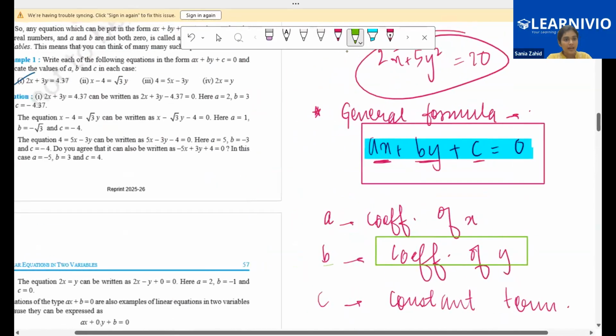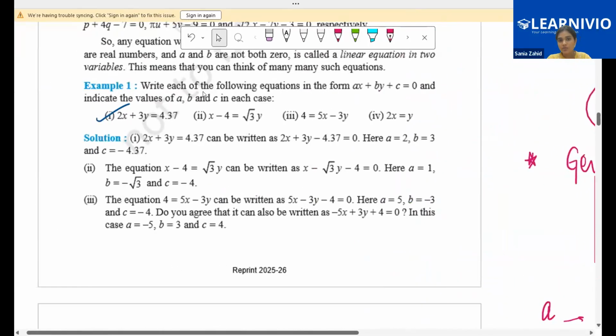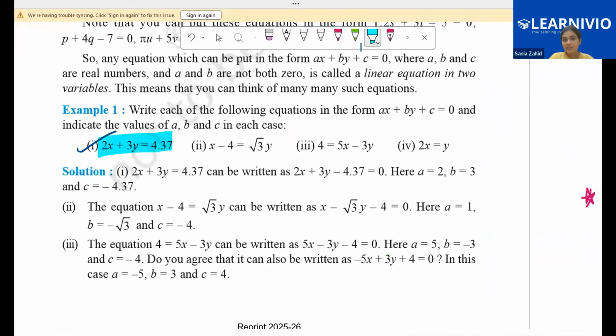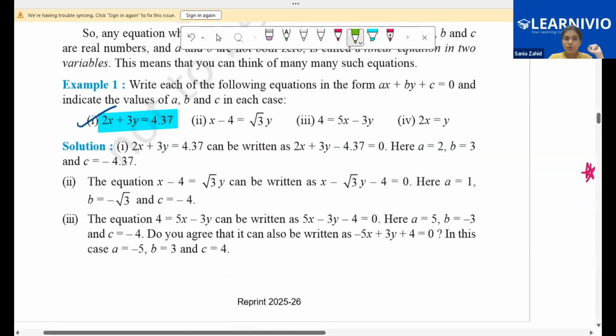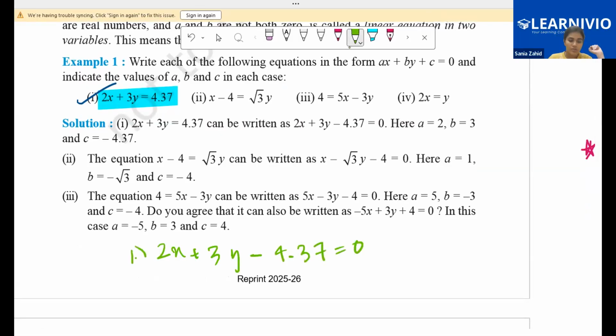Now, next thing that we have is writing the following expressions in the form of ax plus by plus c is equal to 0. So the first expression is this: 2x plus 3y is equal to 4.37. So how are you supposed to write this in the general formula? All of the terms have to be on the left hand side, right? Now here 4.37 is on the right hand side. So to transpose it to the left hand side, I will include a negative sign. So my answer will become 2x plus 3y minus 4.37 is equal to 0. This is the answer for the first one.